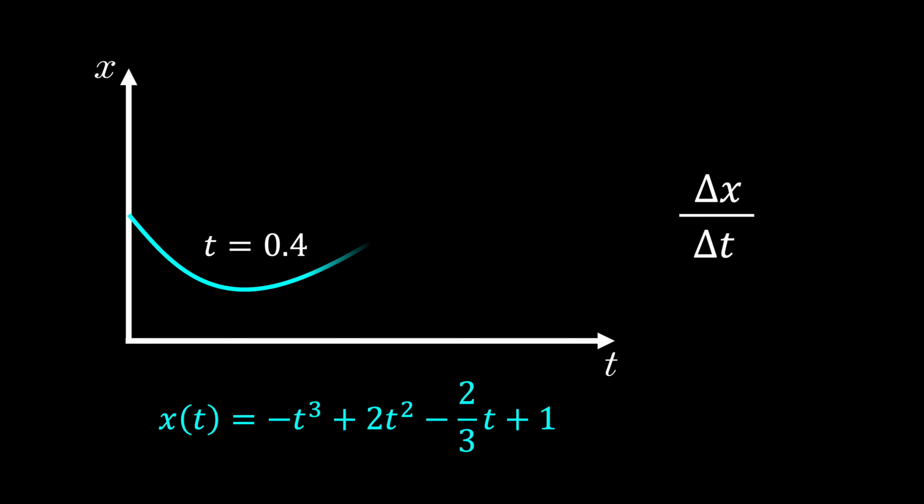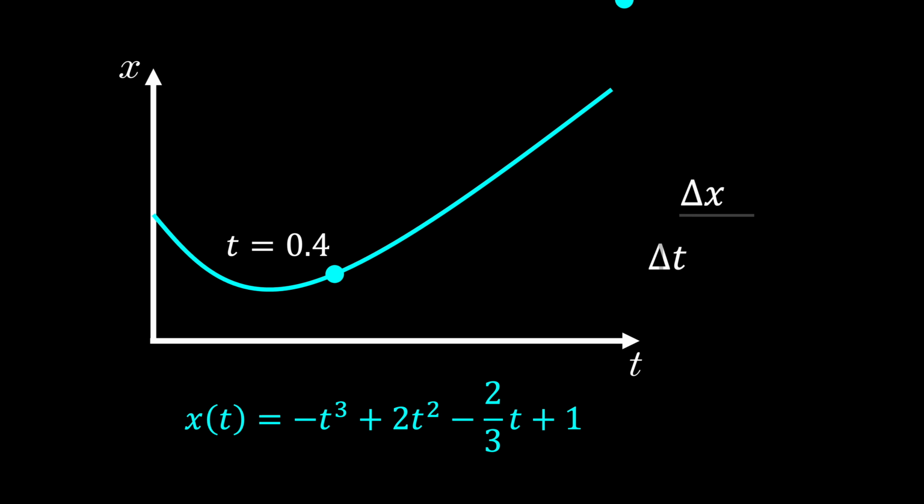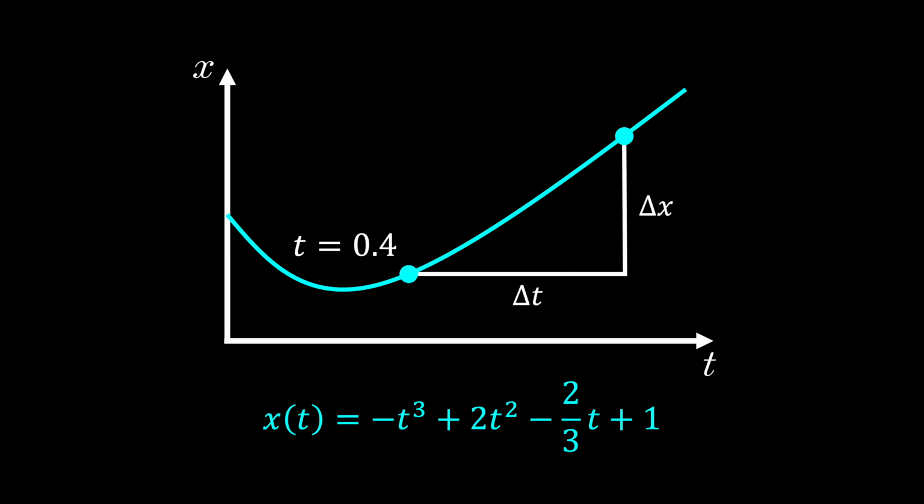But what if we want to find the velocity at a specific point along a curve? Let's say we want the velocity at t equals 0.4 seconds. If we use the same method, displacement change over time change, we will only ever get an estimate because we are using two separate points. However, just like in differentiation, if we make the time interval smaller and smaller, we get closer to the true gradient at that exact point.